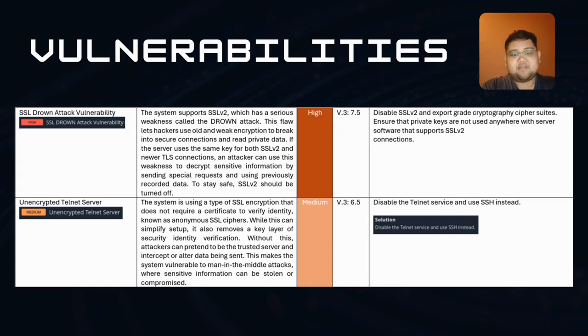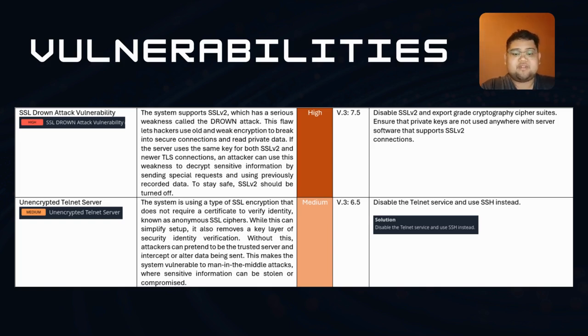By the risk factor given by Nessus, we can see the risk factor is actually high, with the CVSS score for version 3 being 7.5. The solution for this vulnerability is to disable SSL v2 and export-grade cryptography, which ensures that the private keys are not used anywhere with server software that supports SSL v2 connections.